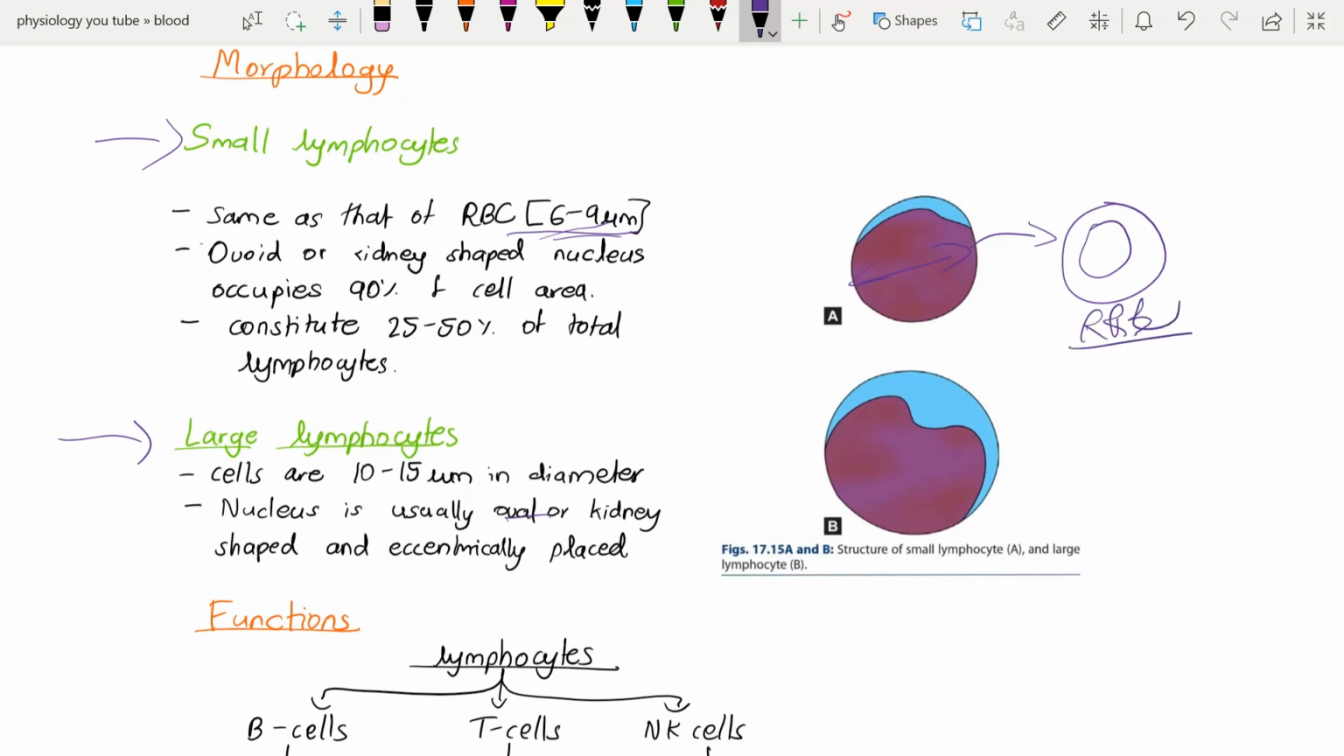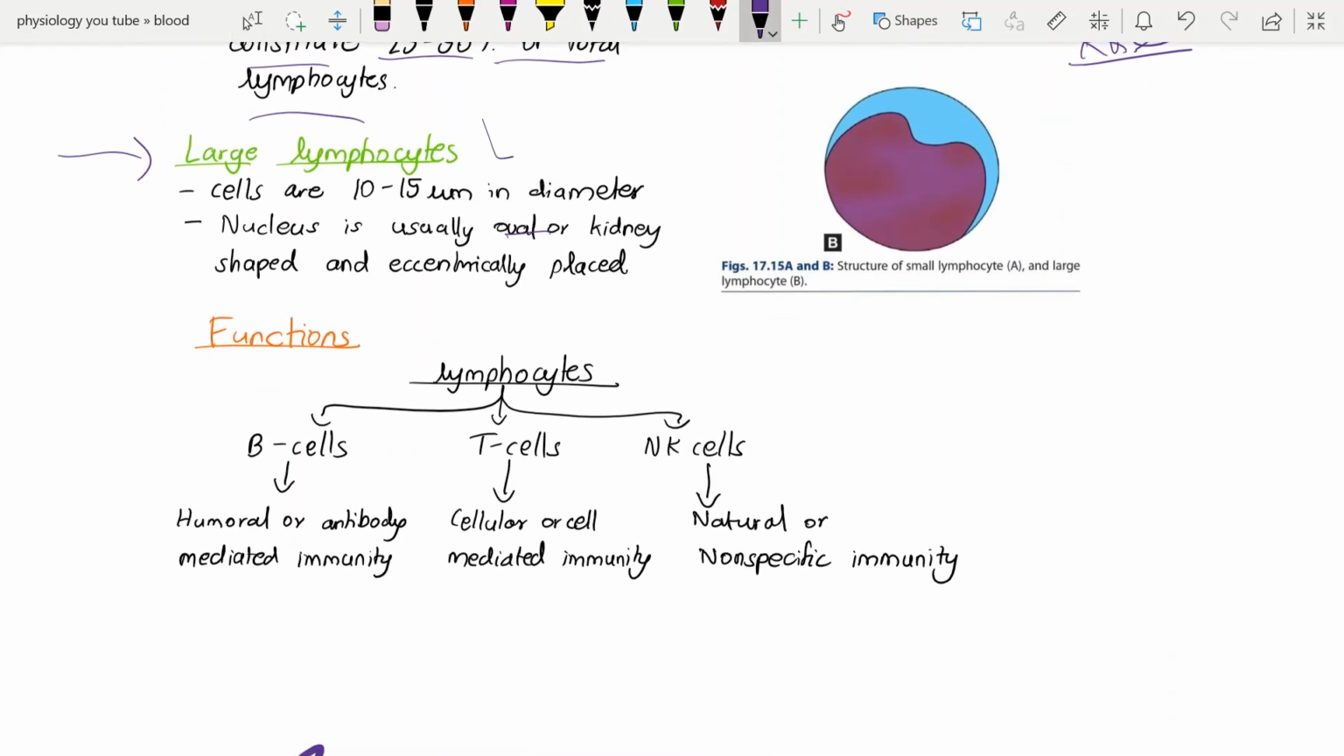RBC. The nucleus is ovoid and kidney shaped, occupying 90% of the cell area. Here you can see it occupies 90% of the cell area and constitutes 25 to 50% of the total lymphocyte population. Large lymphocyte cells are 10 to 15 micrometers in diameter and the nucleus is usually oval and again kidney shaped and eccentrically placed, which means it is placed not at the center.